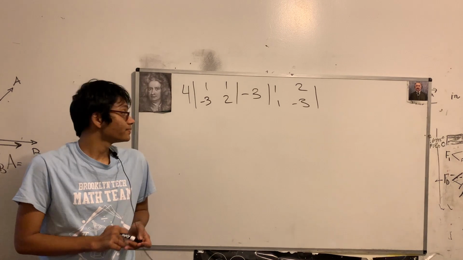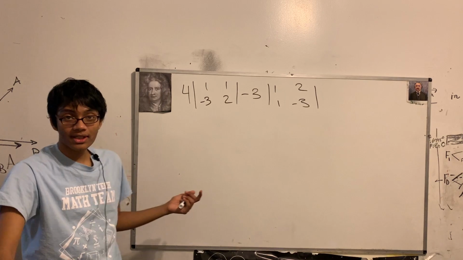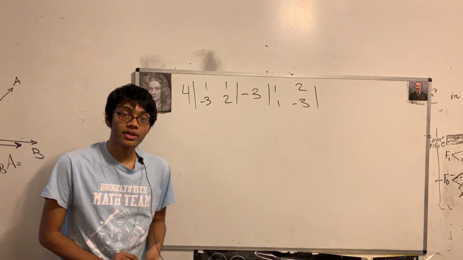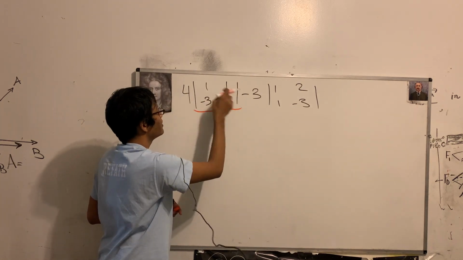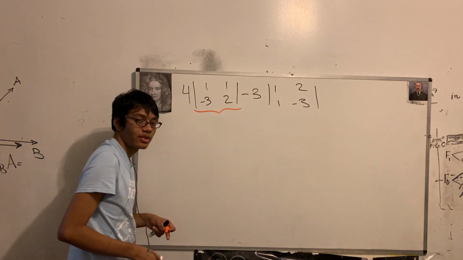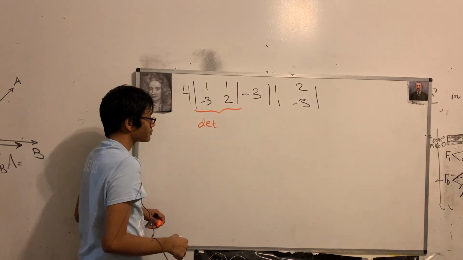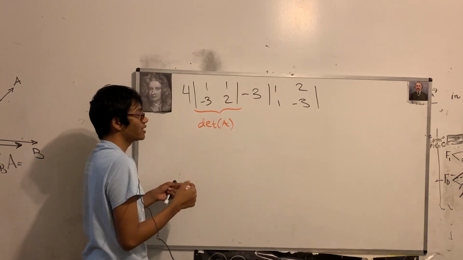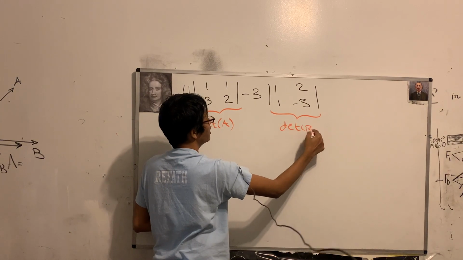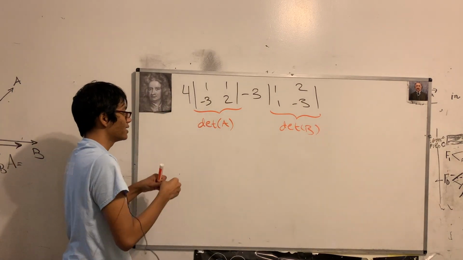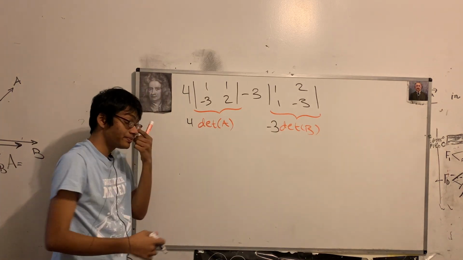So when you see a mathematical expression that looks like this, what's the first thing that should pop into your mind? The first thing that should pop into your mind is the determinant, right? And why is that? Well, when you have a matrix like this, separated with these bars, that tells you to take the determinant of that matrix. So you have to take the determinant of this and likewise the determinant of this matrix. And of course we're going to multiply this by 4, multiply this by -3, and add them up, right?